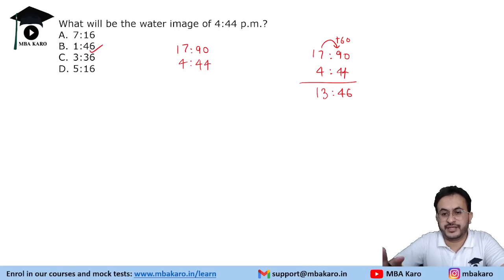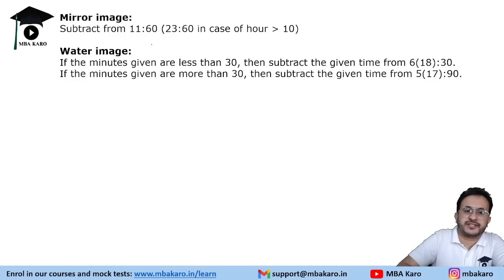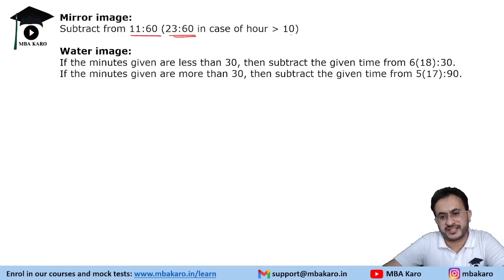Now I'll give you all these formulae at once, right? So that was the logic. Why do we get these numbers? Now remember these values. Mirror image, subtraction from 1160. In case the R is greater than 10, it should be 2360.